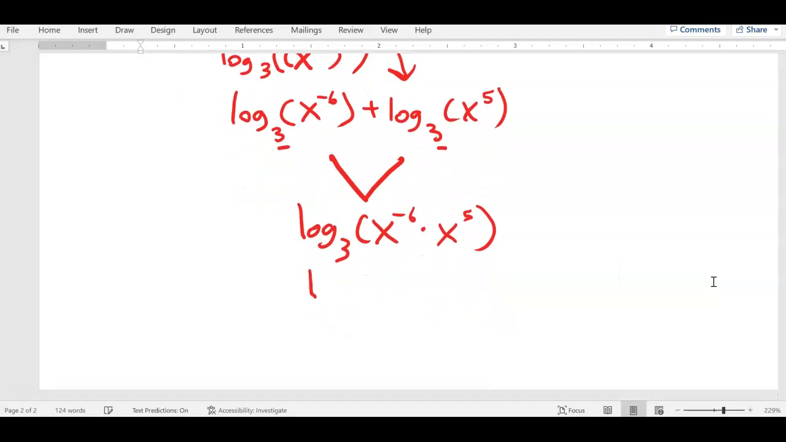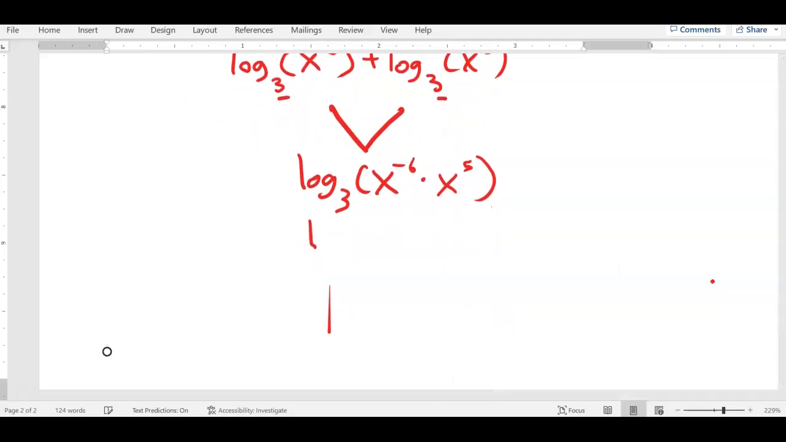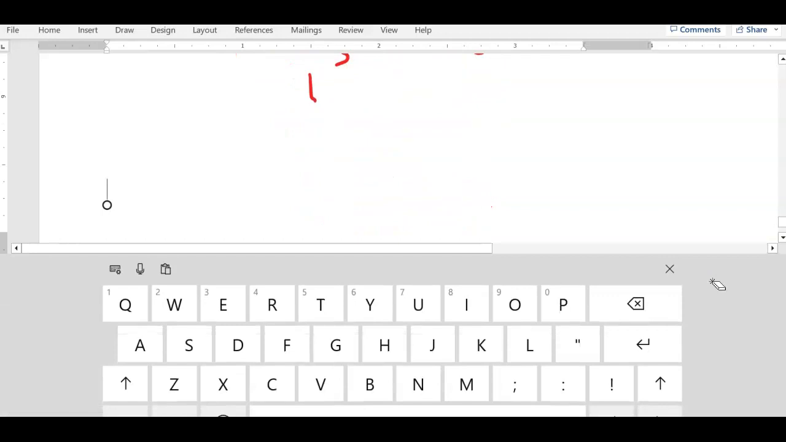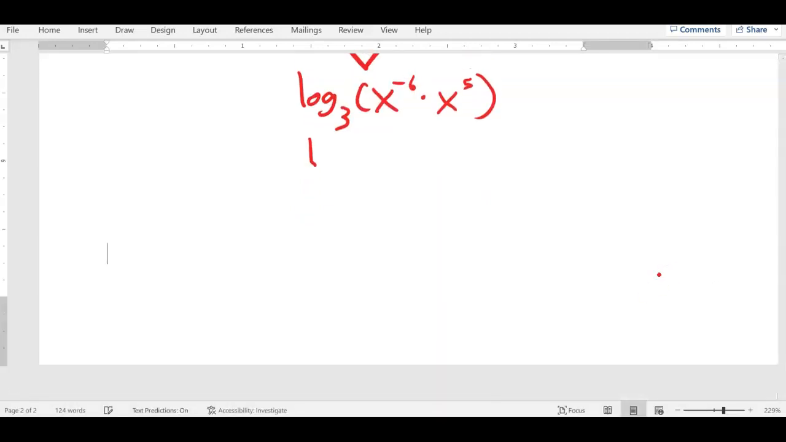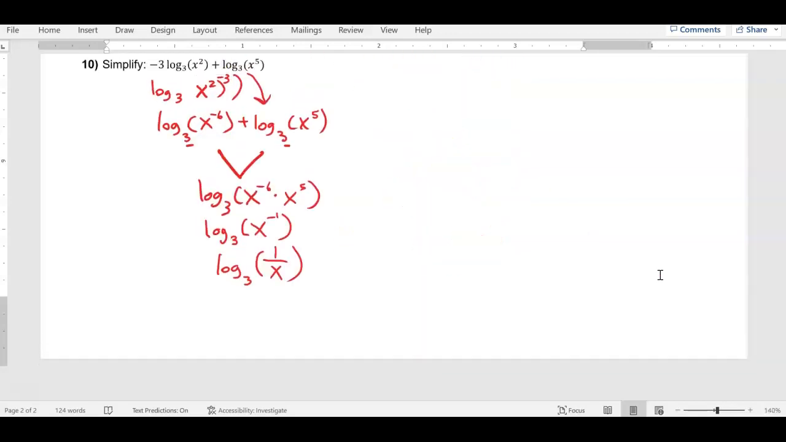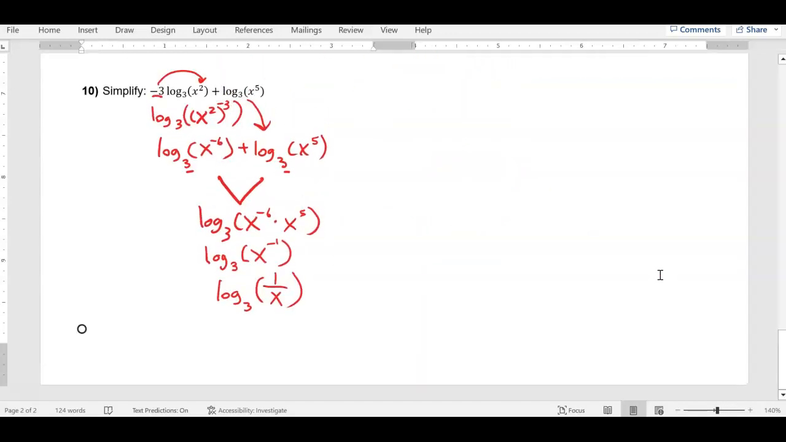So it's really going to be log base 3, and then when you add -6 plus 5, you get x to the -1. And your last step, if you have a negative exponent, you got to put it under the number 1. 1 over x is what x to the negative 1 is, okay? All right, so again, negative exponents go underneath a fraction bar. And that is it.